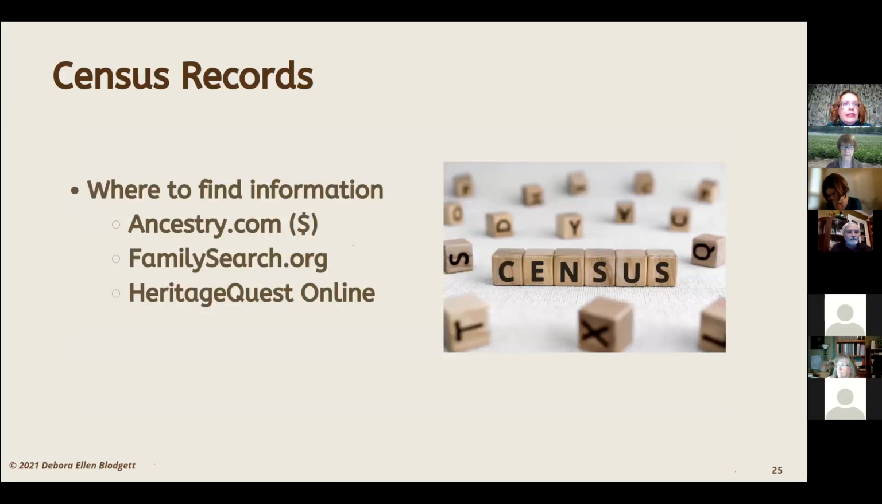There are several places to find census records: Ancestry.com, Family Search, and Heritage Quest. Now, Ancestry does require a subscription, but there are local libraries that have the library edition of Ancestry. The Jones Library in Amherst is one of them. So even if you don't have a personal subscription, you could go to the library and look up the records using their library subscription.